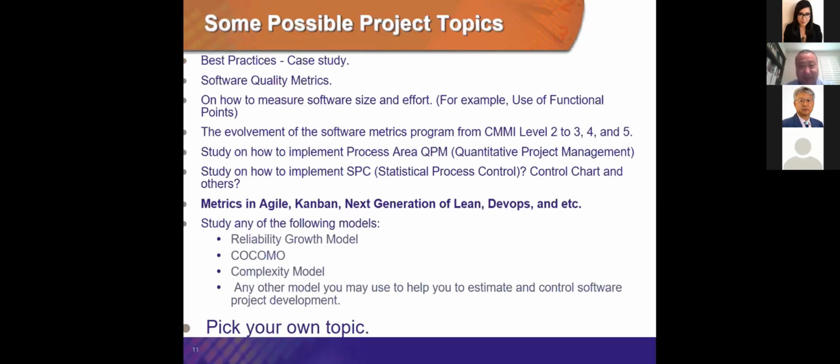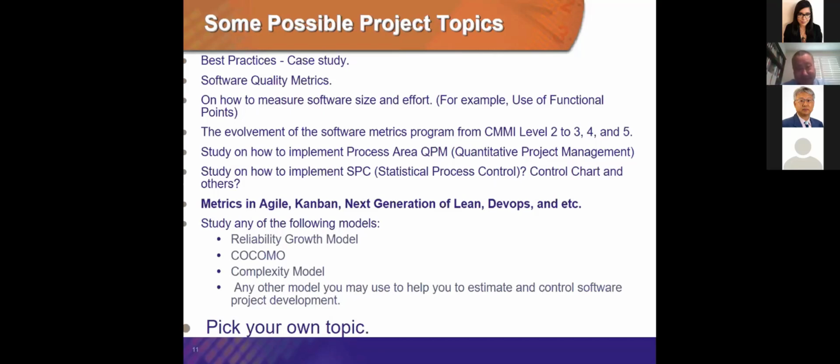So here is the list of possible project topics. I really don't like to do this, but I'm just giving you some hints, some ideas. You are not bounded by this at all, okay? In recent times, there has been a lot of work done on metrics in agile environments, in Kanban, the next generation of Lean, DevOps, or some sort of hybrid, or some unique context. Anything like that will be good. I also list some of the classic, traditional software measurement work.